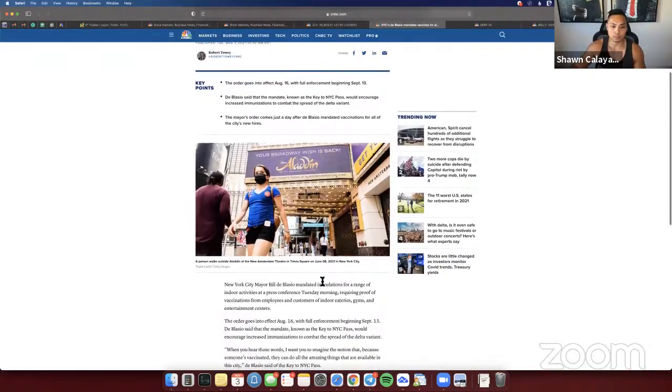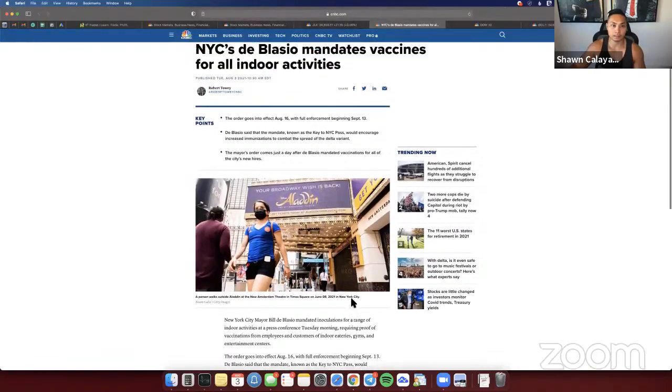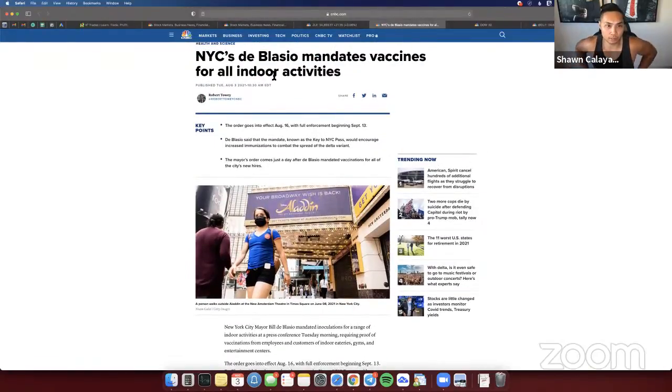Okay, so that's crazy. This is exactly what people were anticipating, and now it's come to fruition. So now New York is starting to require vaccines.